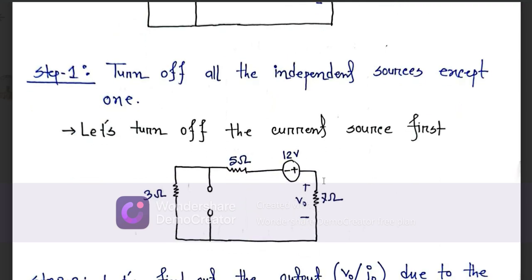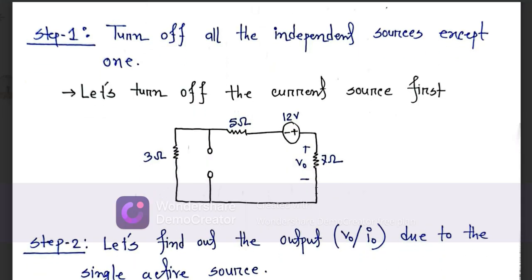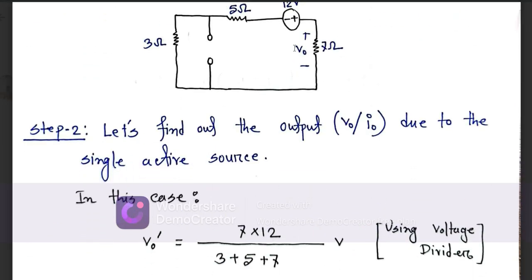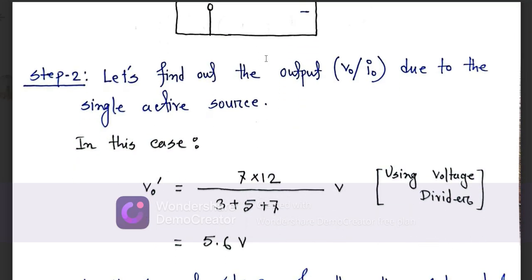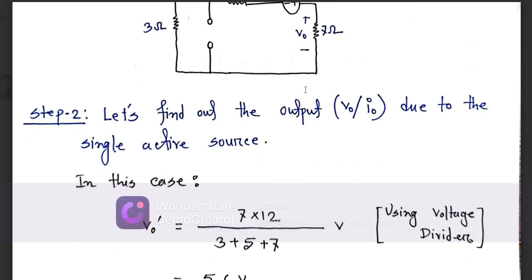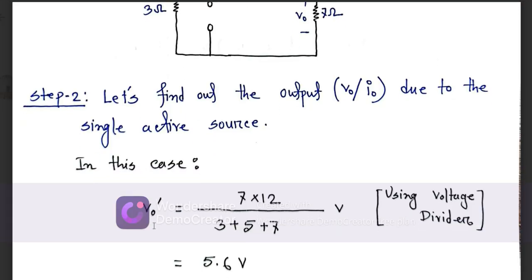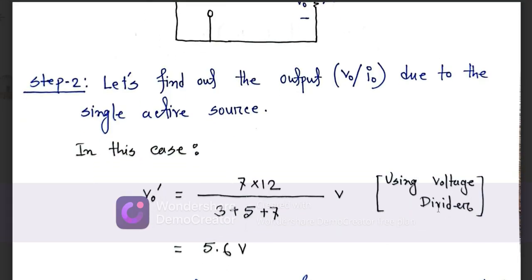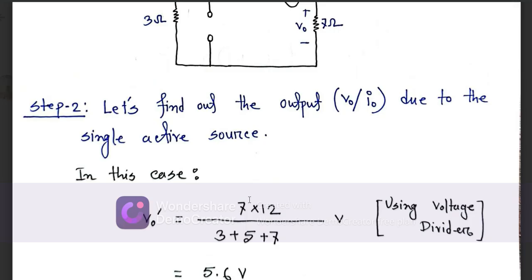When we turn off the current source, what do we get? We actually get an open circuit. So this is an open connection. So this is a single loop, and in step 2 we need to find out the V naught. So we use a simple technique like the voltage divider technique here, and by using it we find this V naught. This will actually be V naught prime. Okay, I missed the prime here. So V naught prime will be equal to what? By using the voltage division rule, we get V naught prime as 5.6 volt. This is the corresponding voltage for the independent voltage source because we turned off the current source here.